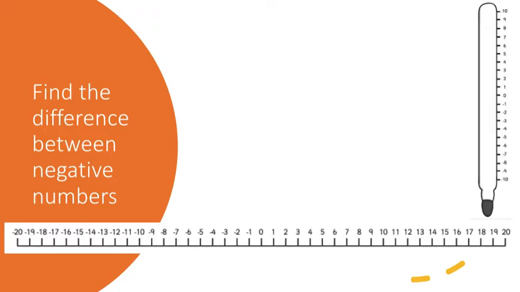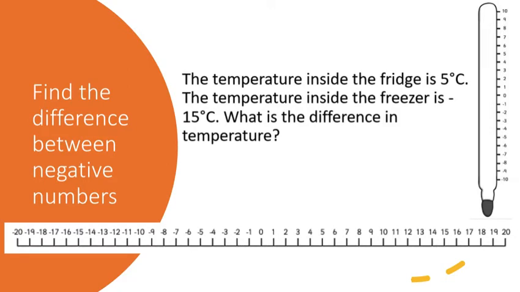Find the difference between negative numbers. The temperature inside the fridge is 5 degrees C. The temperature inside the freezer is minus 15 degrees C. What is the difference in temperature? So we're looking at the difference between 5 and minus 15. Excuse me for the minus and the 15 slipping slightly there. Pause the video and have a go at working it out.